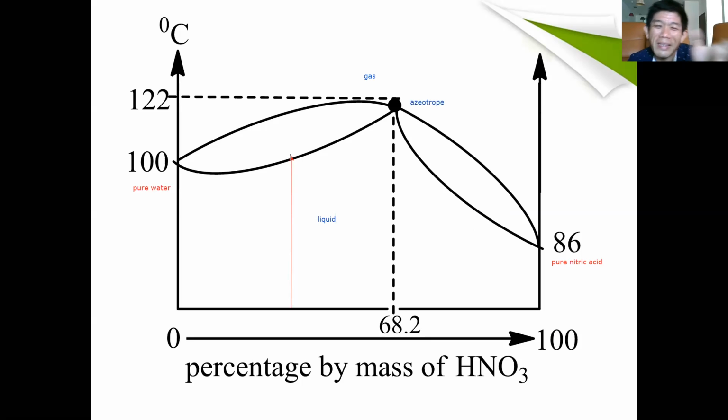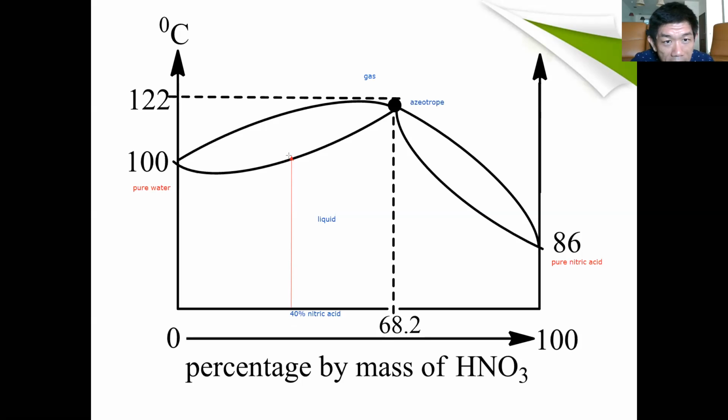My graph might be a little bit off because of the way I drew the diagram, but hopefully you'll still be able to understand. So this is where the 40% nitric acid is. Now we are going to see how the fractional distillation occurs for 40% nitric acid.